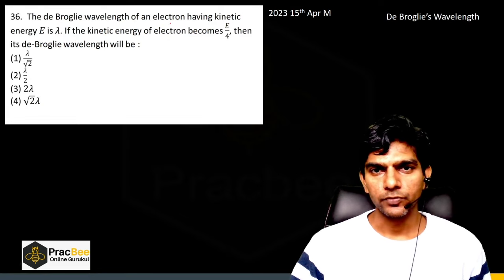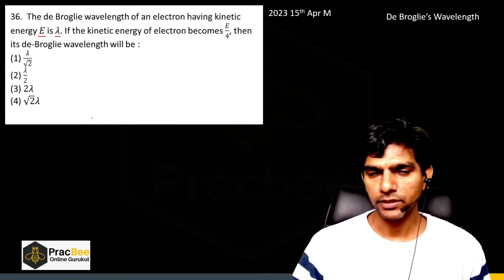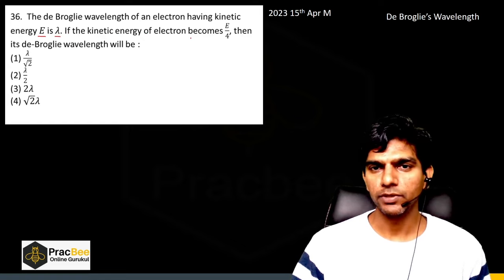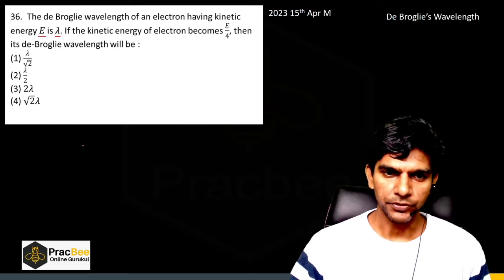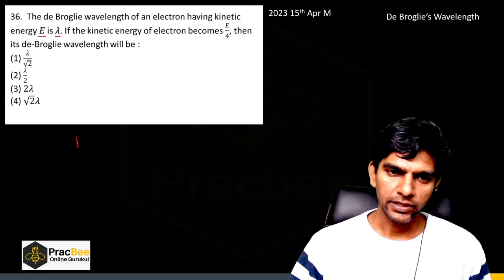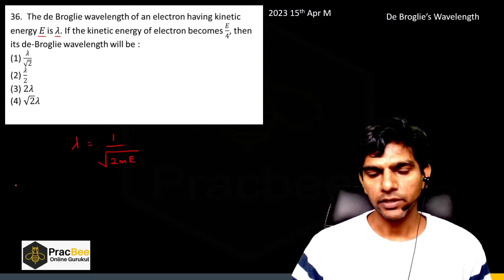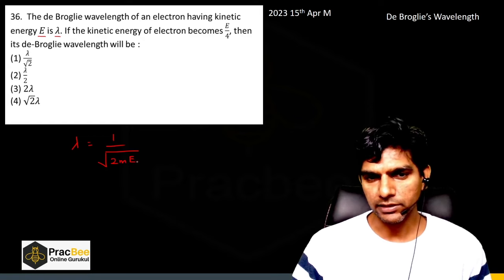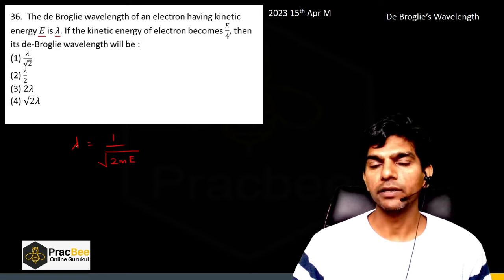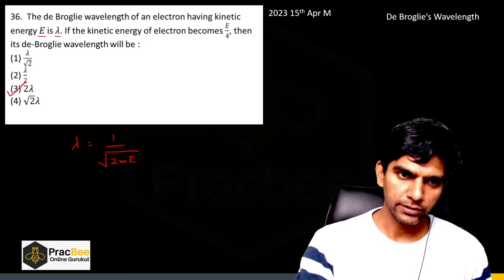The De-Broglie wavelength of an electron having kinetic energy E is lambda. So we are given kinetic energy E, wavelength is lambda. If the kinetic energy of the electron becomes E by 4, then its De-Broglie wavelength will become, okay. So we have lambda is 1 upon root 2mE, where E is the kinetic energy. Now, if the kinetic energy is decreased by 4, what would happen to the lambda? So you can clearly see that if E is decreased by 4, the lambda will increase by 2. So the wavelength will become 2 lambda. So option 3 is the right answer.